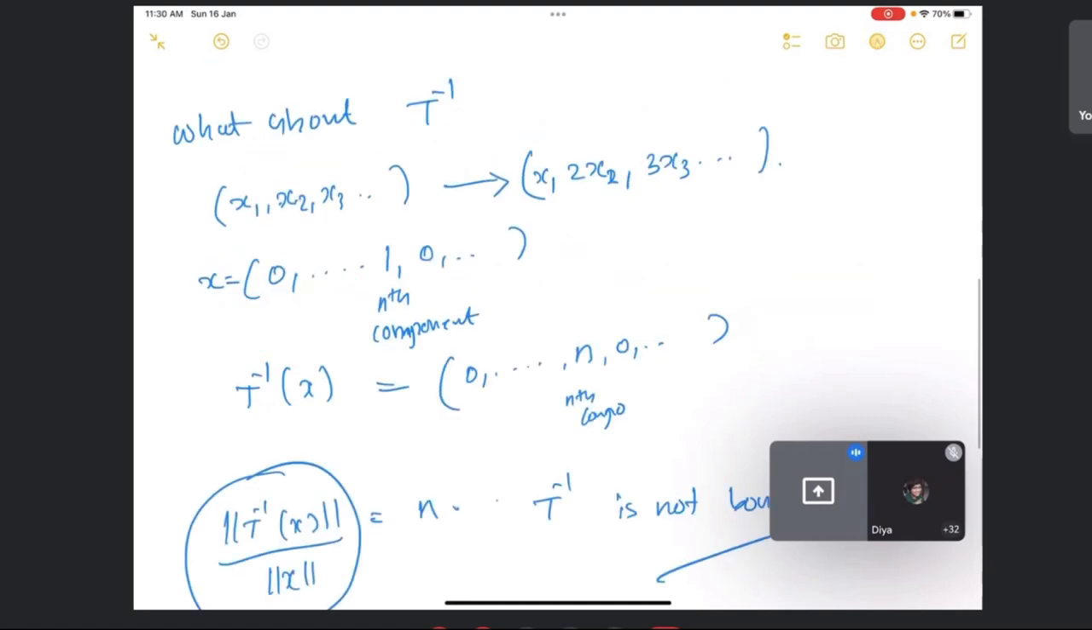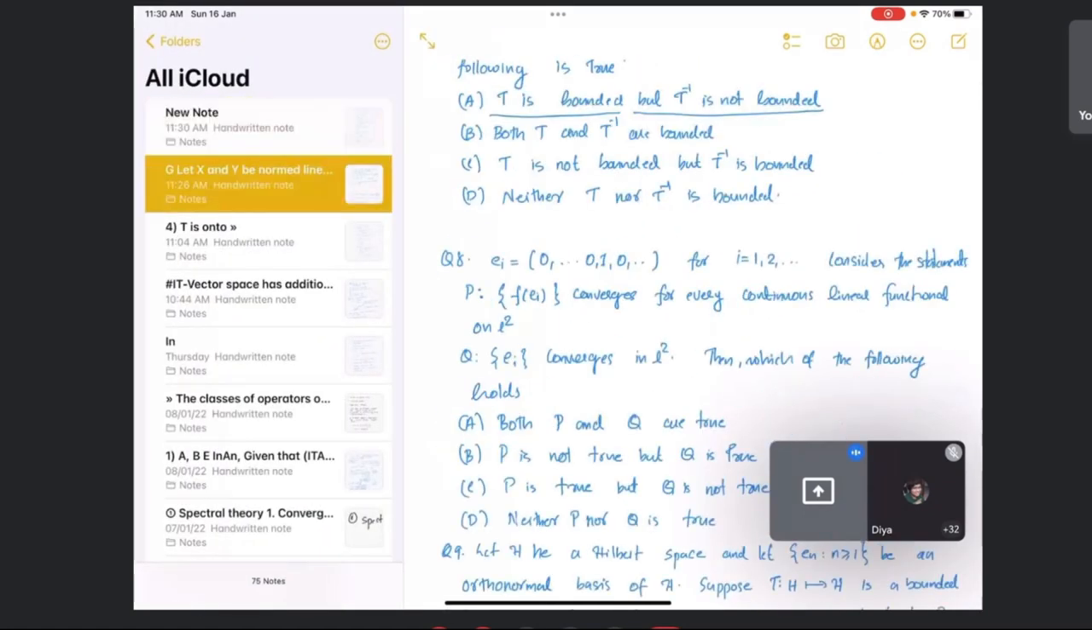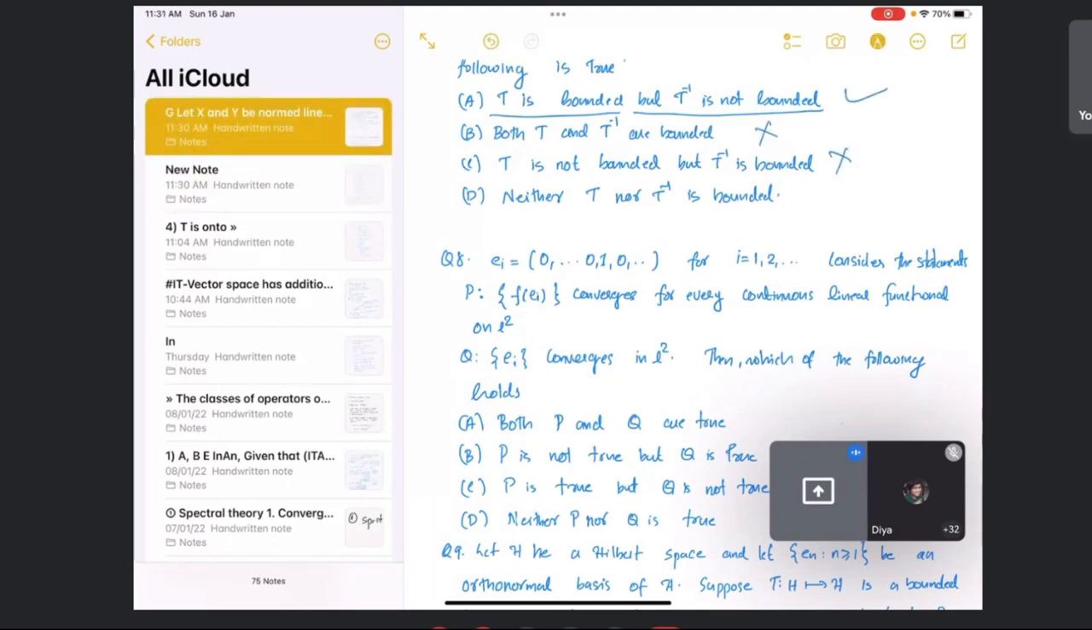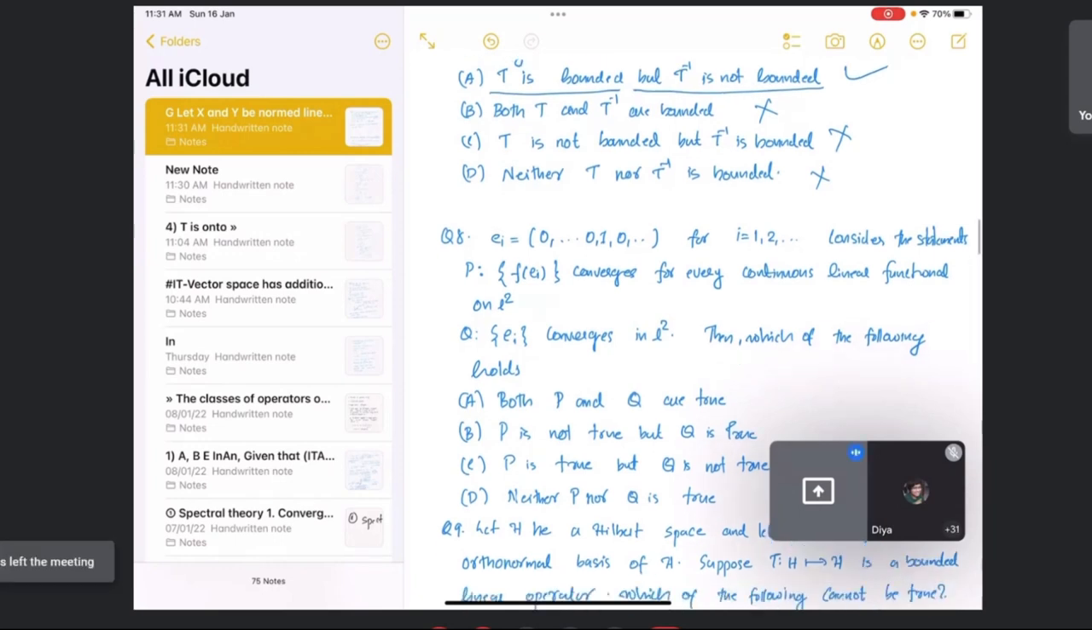I think that will answer the other options also. So this is true, T is bounded, and this is false, this is false. From that, you were able to answer everything.